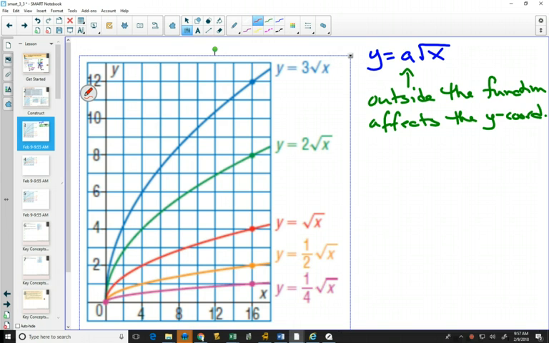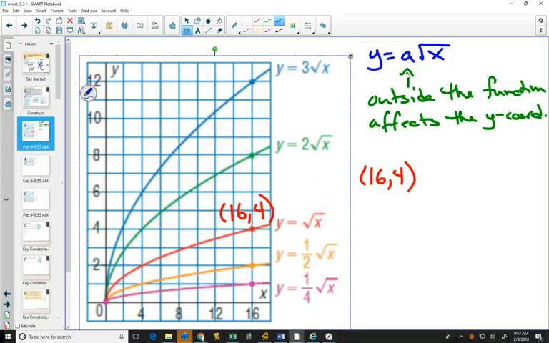And on the original function, we have this point (16, 4). That makes sense because the square root of 16 is 4. When we look at what happens on the green graph, and one of the things that we're going to do when we look at each of these, I'll start from the top. We'll start from the blue graph. So if I look at the blue graph, on my original graph, I have (16, 4).